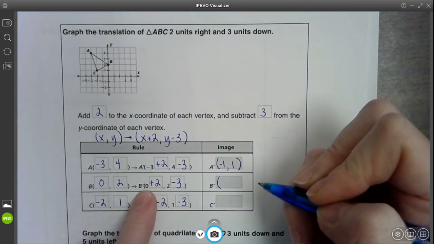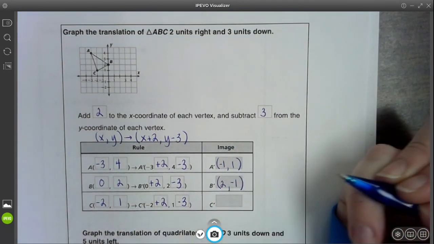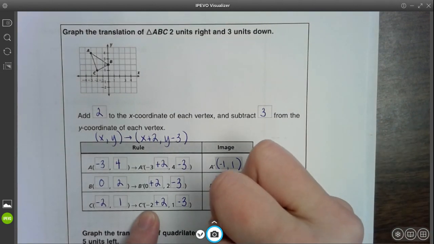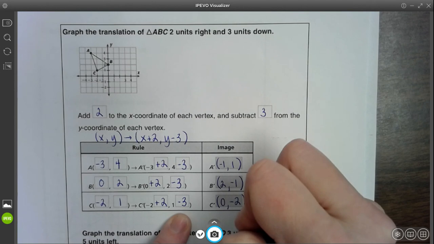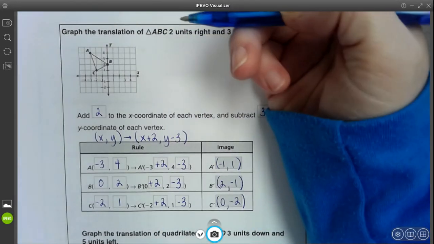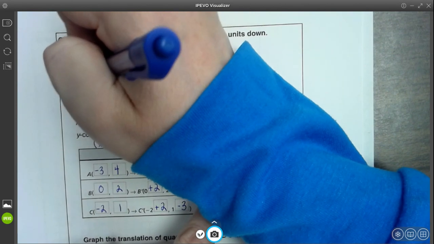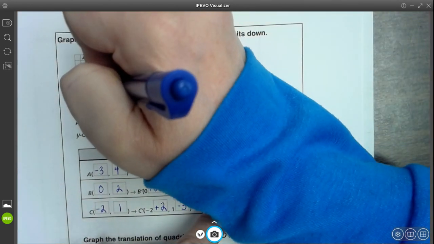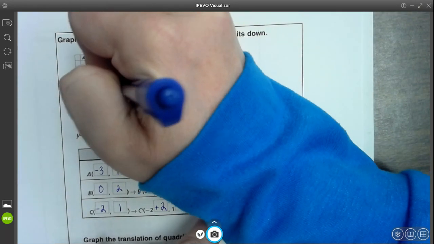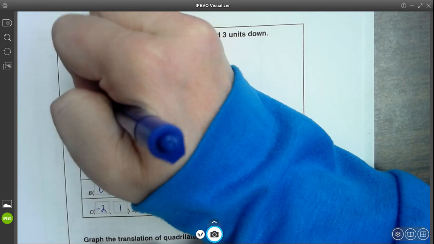For B prime, 0 plus 2 is 2, and 2 minus 3 is negative 1. For C prime, negative 2 plus 2 is 0, and 1 minus 3 is negative 2. Now I can go up here and graph these points. Negative 1, positive 1 is where we color A prime. B prime is at 2, negative 1. And C prime is at 0, negative 2.